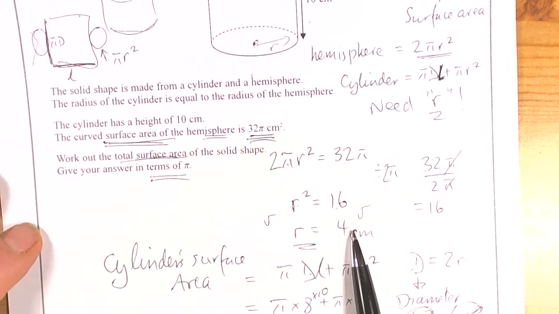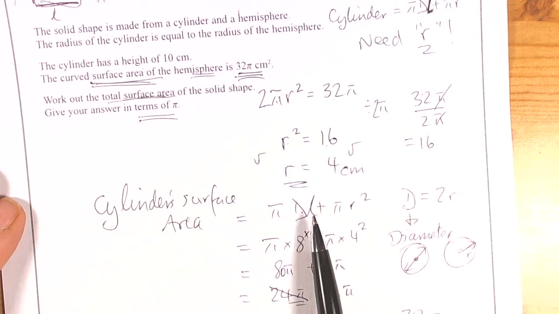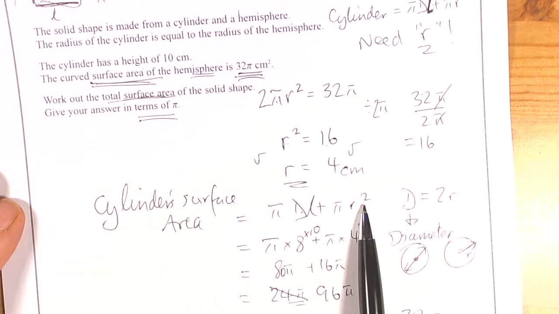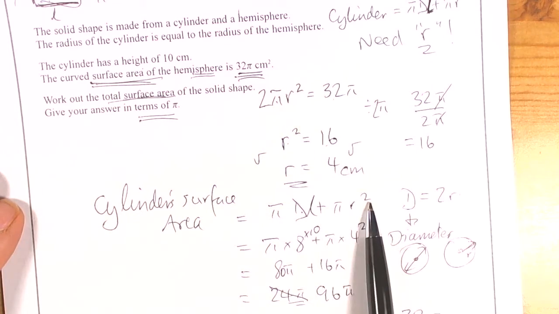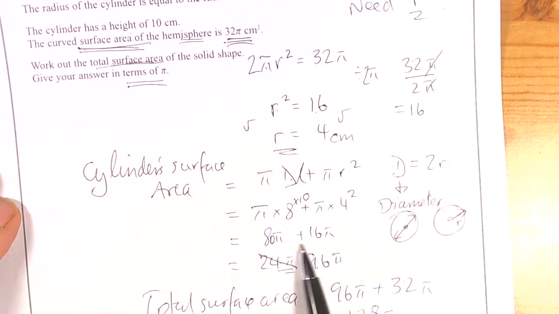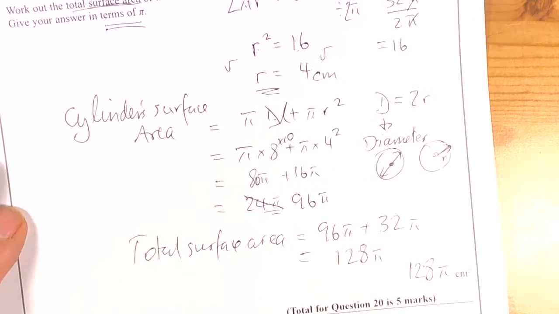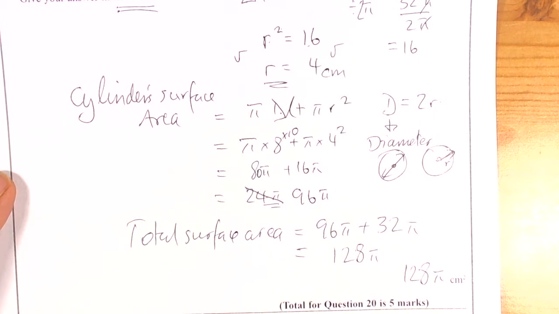and we found that the radius of this shape was 4 centimetres. Worked out the surface area of the cylinder, being careful to write the correct formula, pi dl plus pi r squared. If it was a full cylinder, then it would be pi dl plus 2 pi r squared, but we only had one circle to deal with for this one. So worked out that, got the surface area in terms of pi, and then we worked out the total surface area. So that's an example of doing surface area with a 3D shape.